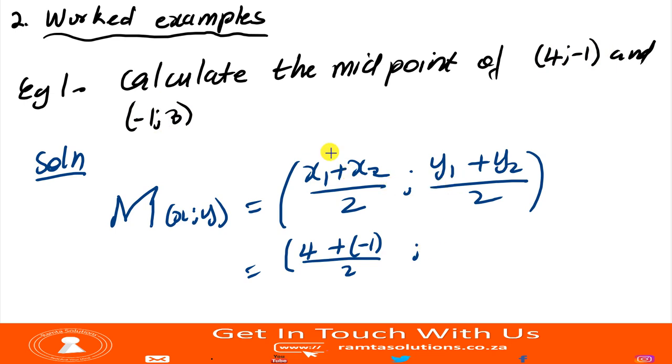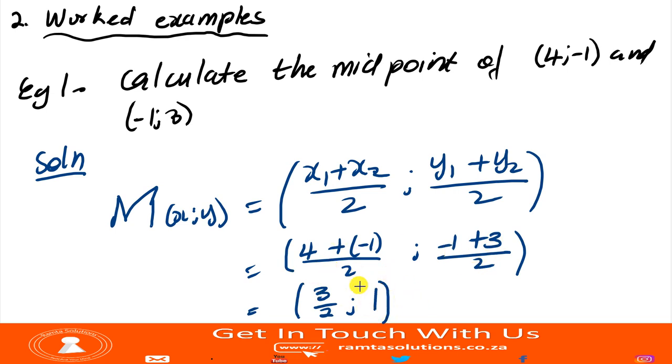Now, what is y sub 1? Y sub 1 is minus 1. What is y sub 2? Y sub 2 is 3, all over 2. You guys have calculators, so what is your answer? Your answer is 4 minus 1 is 3, so this is 3 over 2. And then minus 1 plus 3 is 2. So this is 2 over 2. Your answer here is 1.